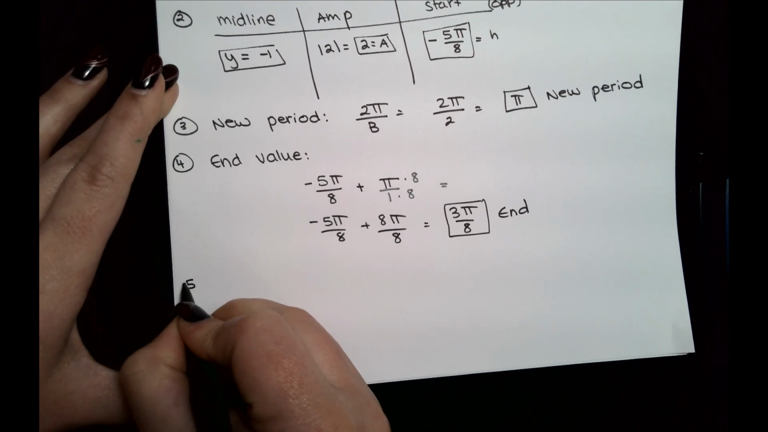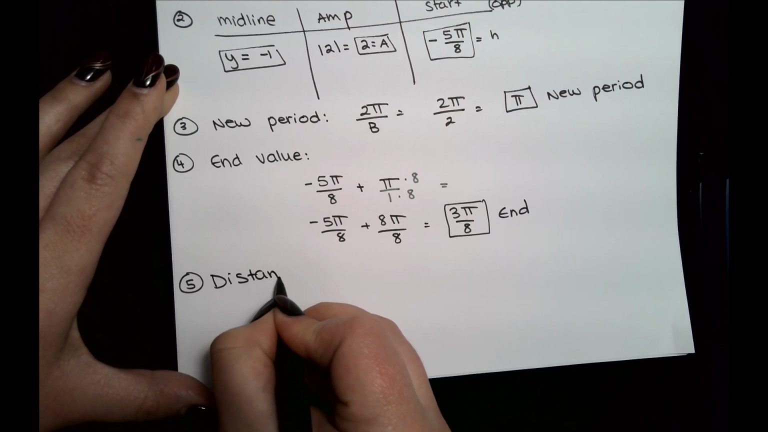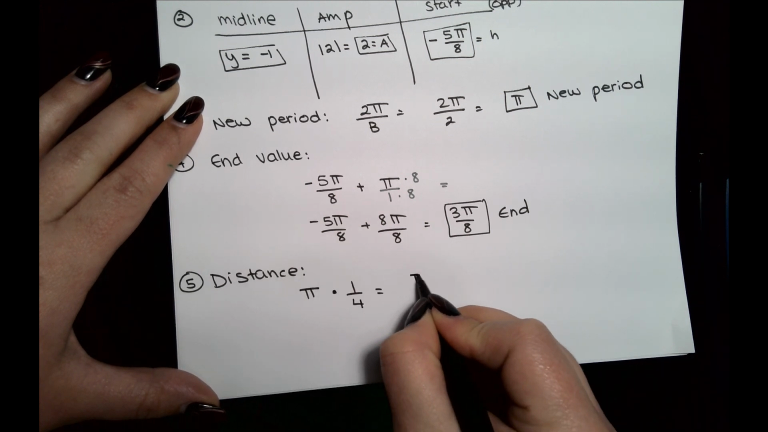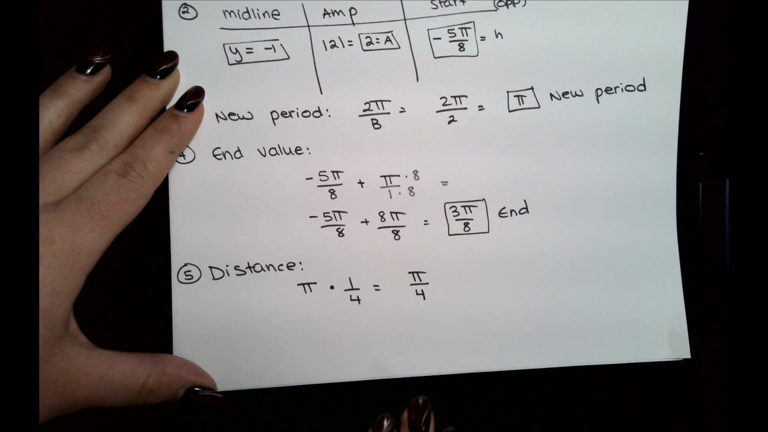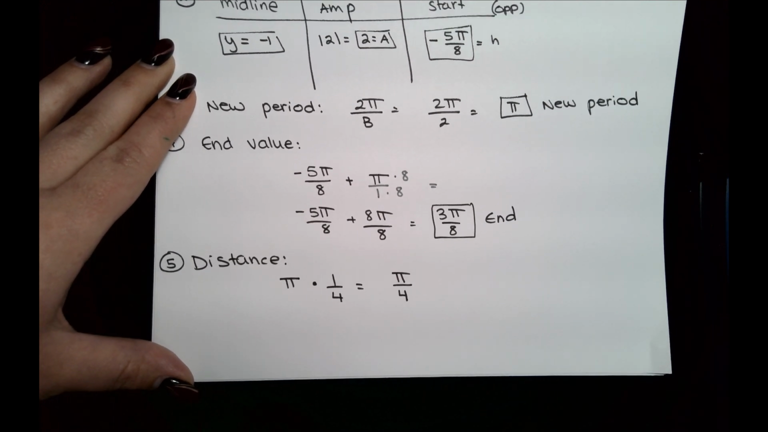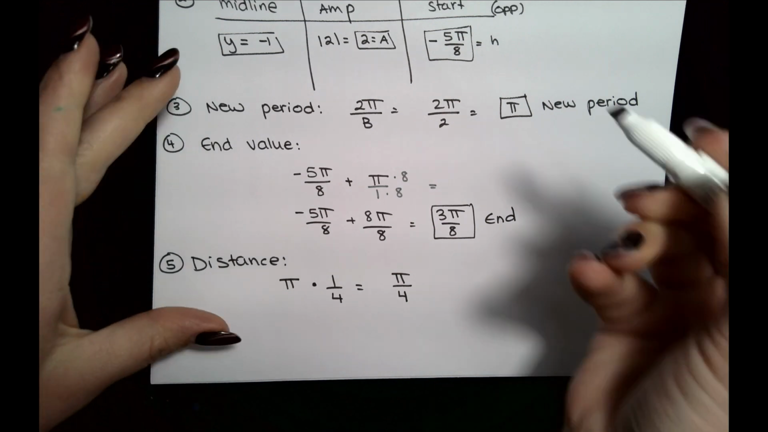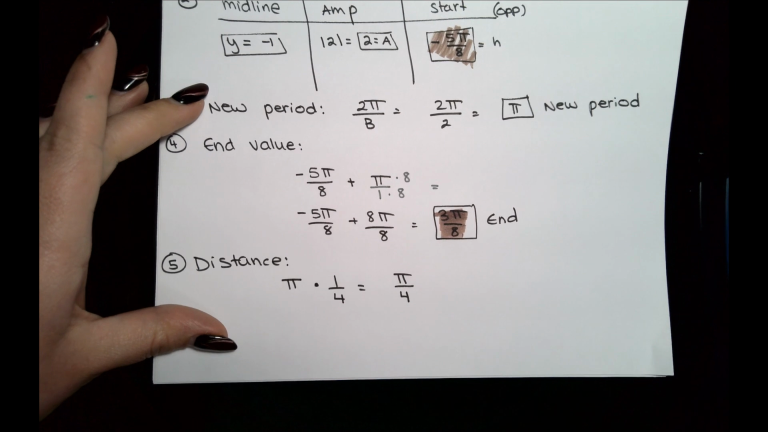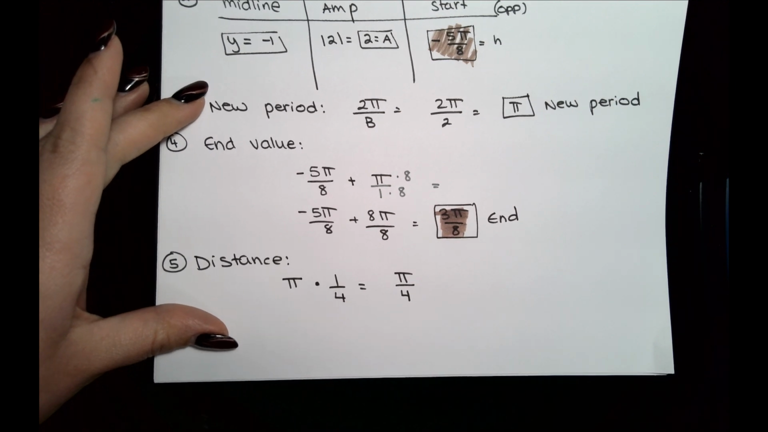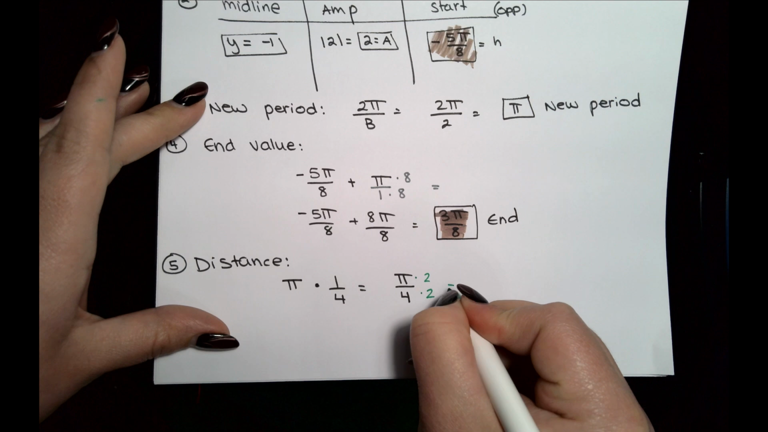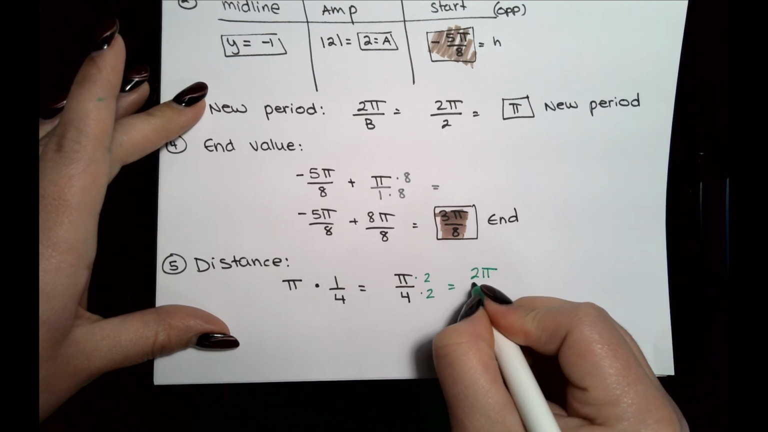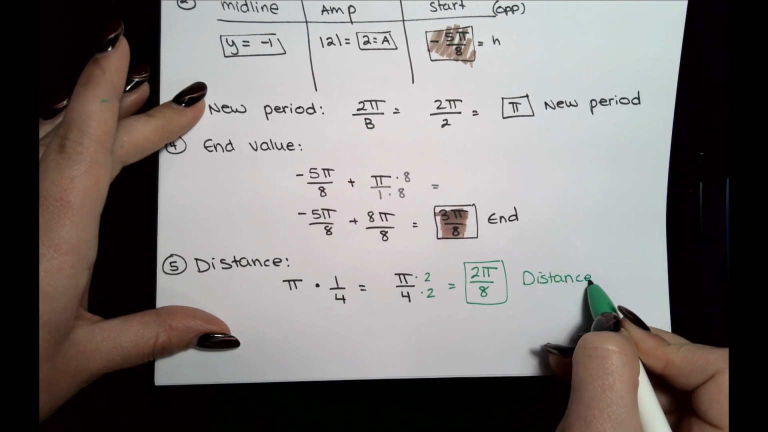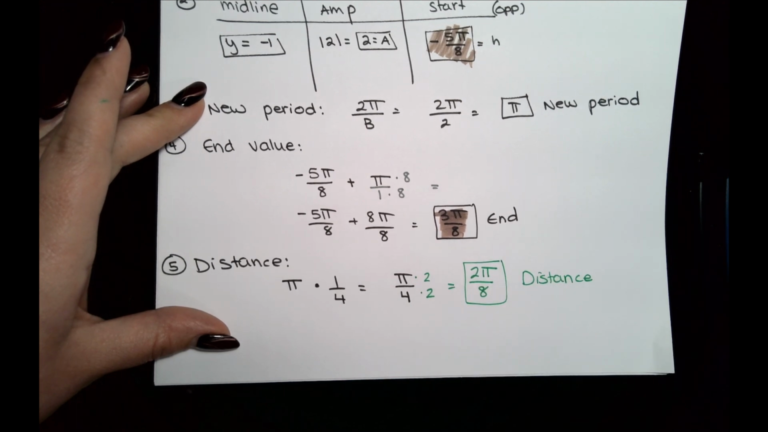Step number 5 is our distance. We're taking our new period, pi, multiplying it by 1/4. So our distance is pi fourths. Now, just because I'm kind of out of space here, I'm just looking at my start and end. My start is -5 pi eighths. My end is 3 pi eighths. I don't have an 8 in my denominator here, so I'm going to multiply by 2 to create common denominators. So my distance can have the same denominator and have them match.